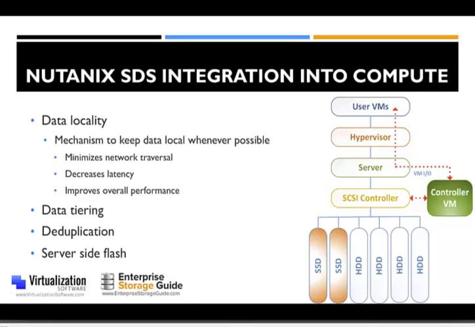So we have to think about things like data locality. How do we maximize our performance and make sure that we are keeping high level performance and also increasing the overall reliability of our environment? This is a mechanism to keep data local wherever possible. And so this minimizes network traversal, decreases latency, and it really increases performance, because if you don't have to go up to the network, you don't have to worry as much about what it's going to mean from a latency perspective.